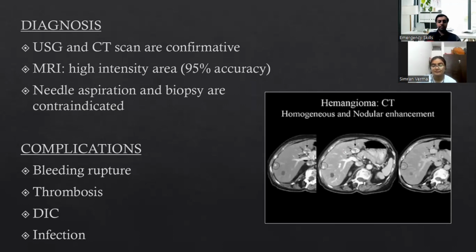Complications: as I said, it's made up of blood vessels. So we have bleeding, rupture, thrombosis, DIC, and infection. It is very much common in children. When a patient presents with thrombosis of the hemangioma, it will mimic an acute liver abscess. But a liver abscess won't subside, whereas in this condition, it will subside by itself in 3 to 4 weeks. After that we have DIC and infection. Mortality rate is also around 10% in this condition, but it's not that common.